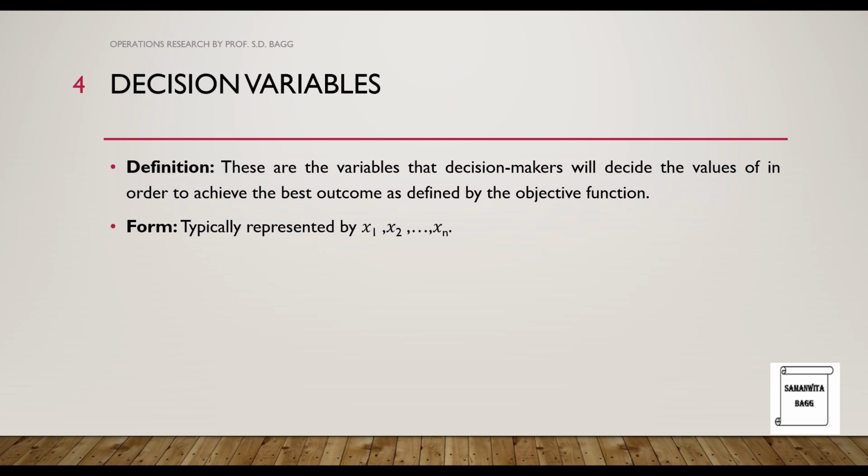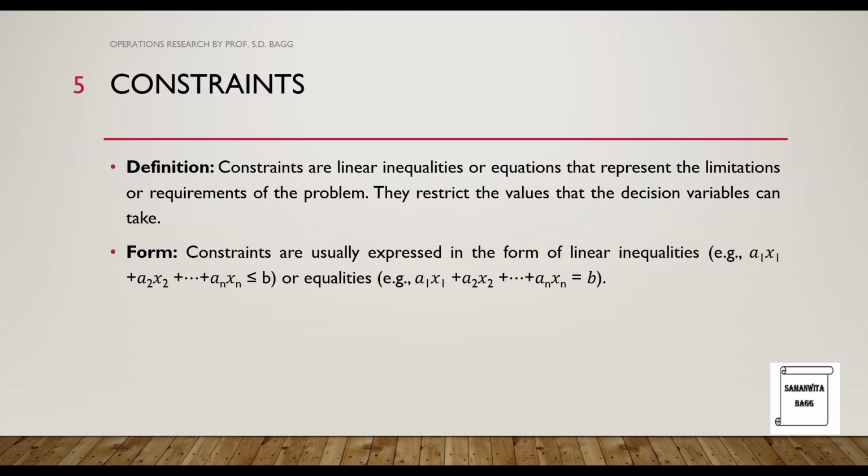The next is decision variables. Definition: these are the variables that decision makers will decide the values of in order to achieve the best outcome as defined by the objective function. Form: typically represented by x1, x2 up to xn. So these will decide the value of your z objective function.